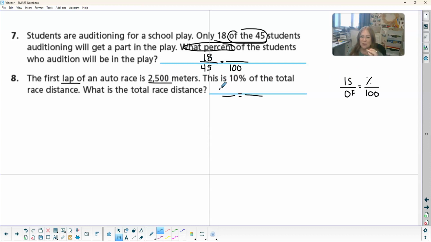We don't have a total. So this number is our numerator. It's 10% of the total. What is the total race distance? So we're looking for the total by doing that math there, right? We want the total for the bottom. If we're reading and we're looking for our keywords and thinking about what we have, when we set it up, the math is pretty simple.